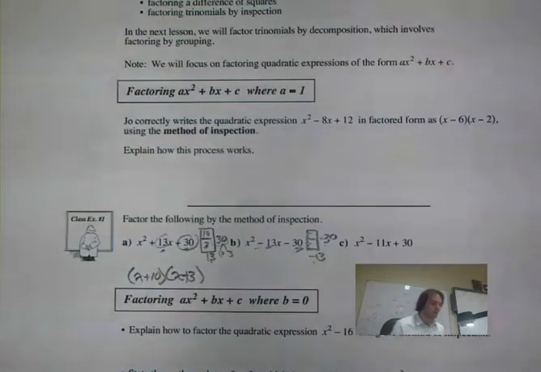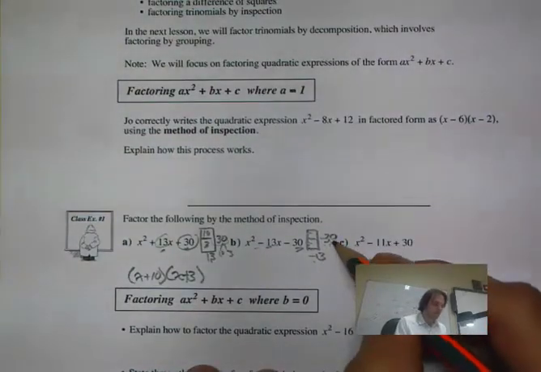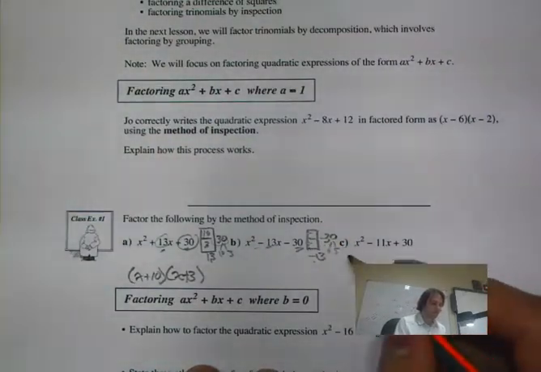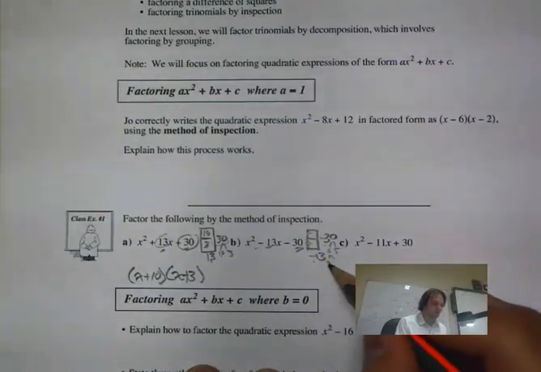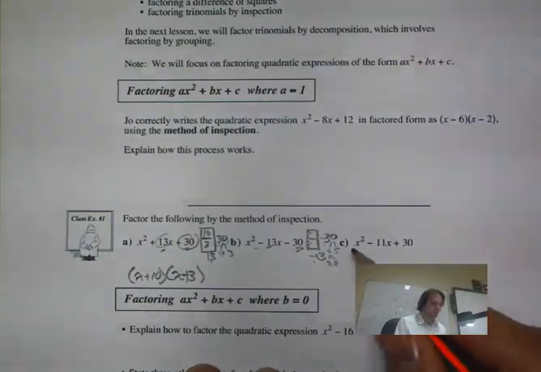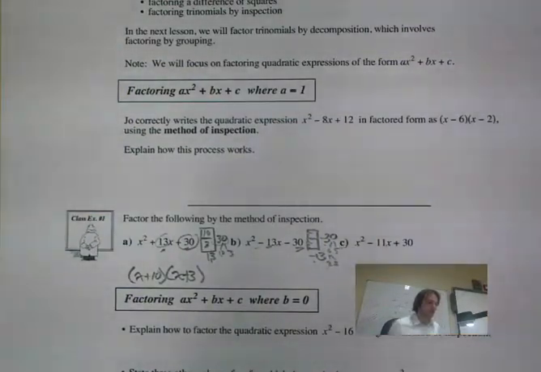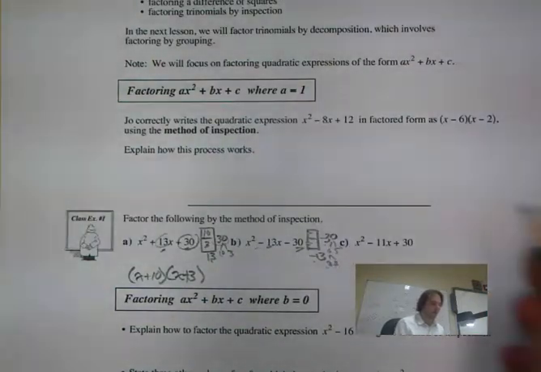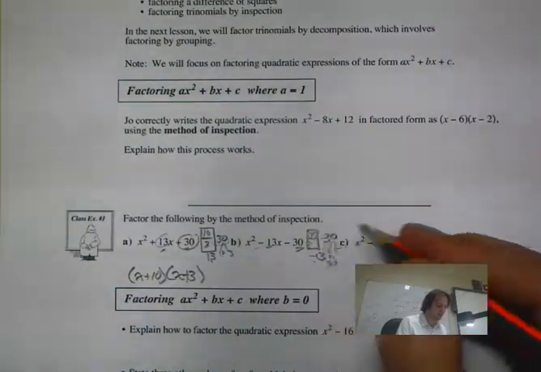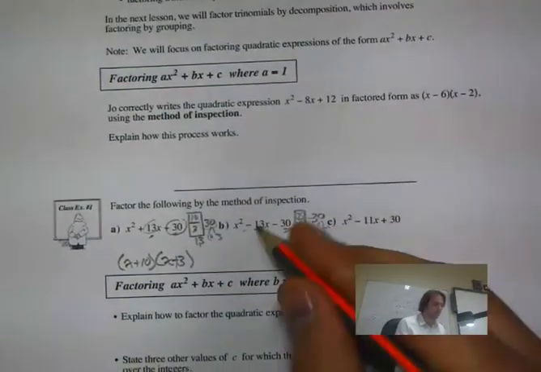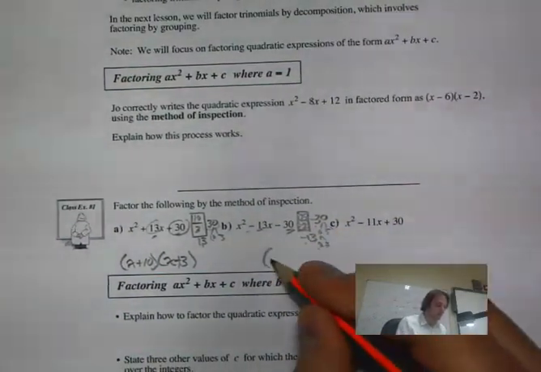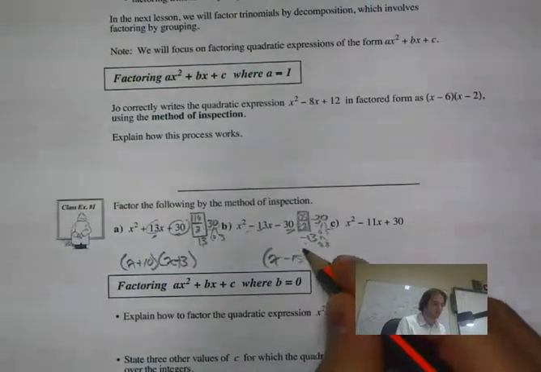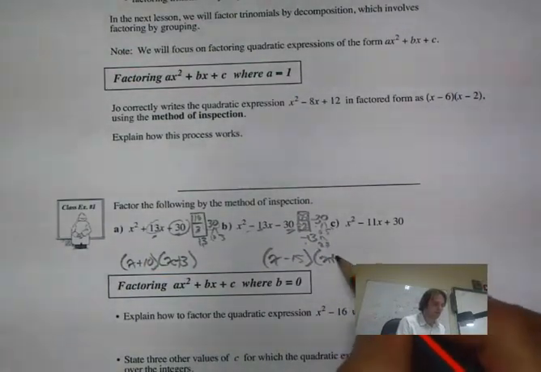Okay? So, we have 6 and 5. Well, that's not going to work. 2 and 3. Well, let's try this. 2 times 5 is 10, minus 3 is 7. Nope. 3 times 5 is 15, minus 2. That works. So the negative 15 on top and the 2 there. So once again, I'm going to get x minus 15 and then x plus 2.